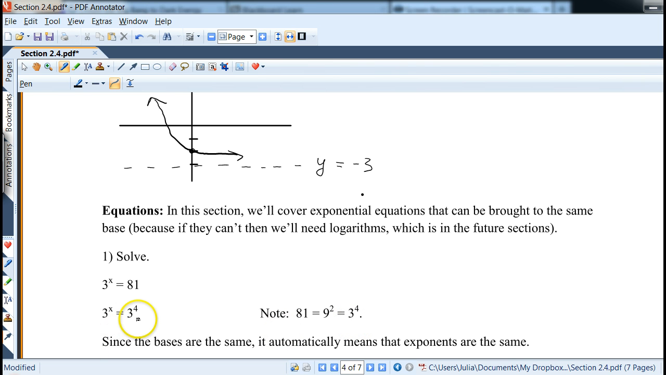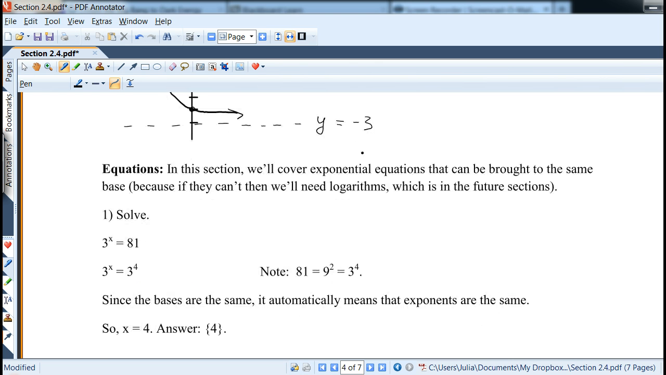And so because the bases are the same, now we compare the exponents. So x equals 4. So the answer is 4.